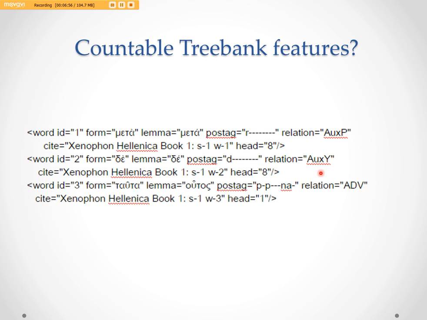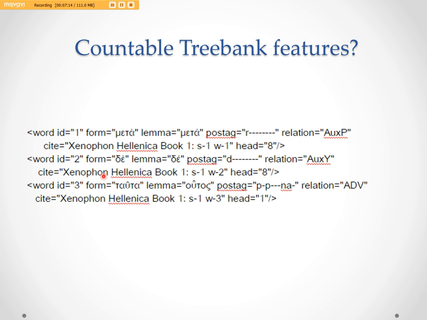AuxY means a sentence adverbial. De in this sentence is taken to be an adverbial at the sentence level, meaning I'm still talking here. The narration continues, something like that.